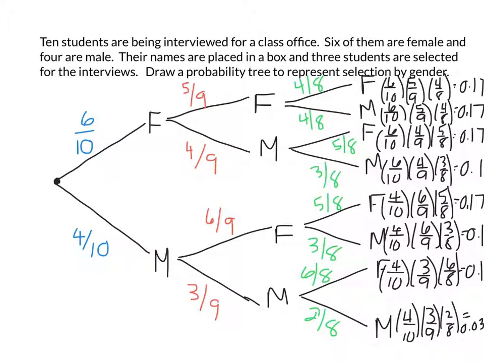0.03. Now when we add all these up, the 0.17 3 times plus 0.1 plus 0.17 plus 0.1 plus 0.1 plus 0.03 does in fact equal 1, so our probability tree is completed.